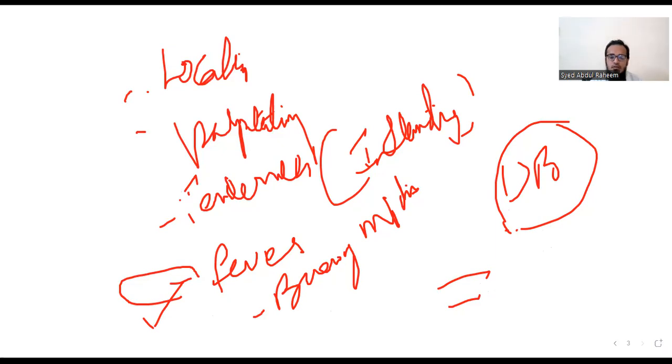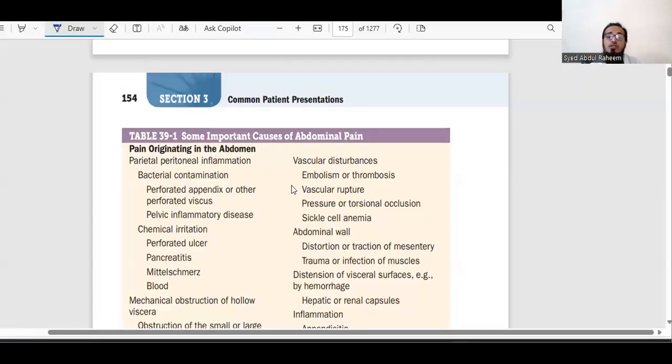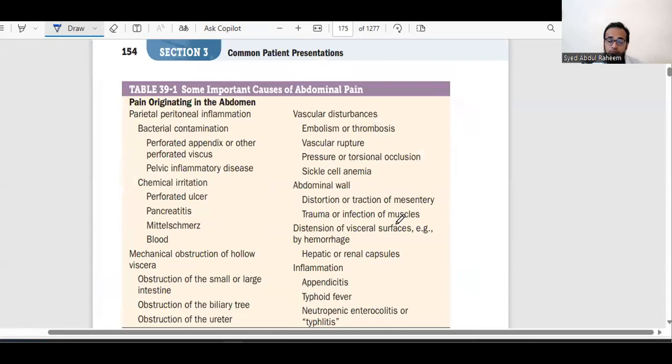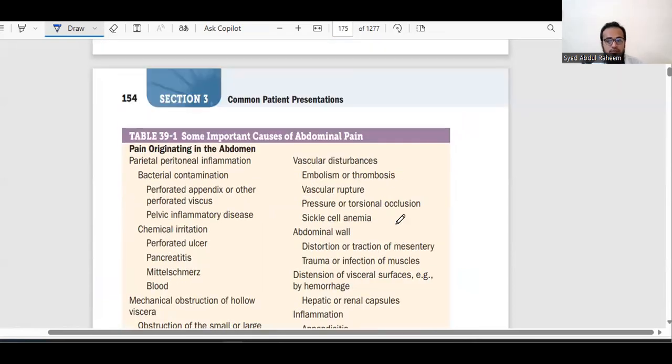Let's see the different causes of abdominal pain in Harrison. You can see the causes of abdominal pain here. You have different causes: bacterial or pelvic inflammatory disease, like I told you, inflammation in the reproductive organs, or ulcer, pancreatitis, inflammation of the pancreas, or any mechanical obstruction in the colon.